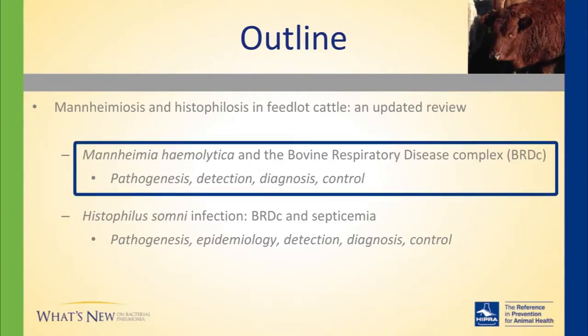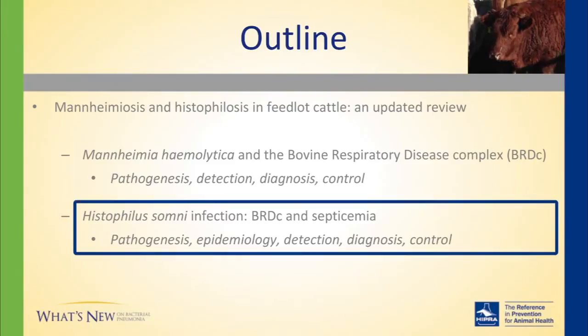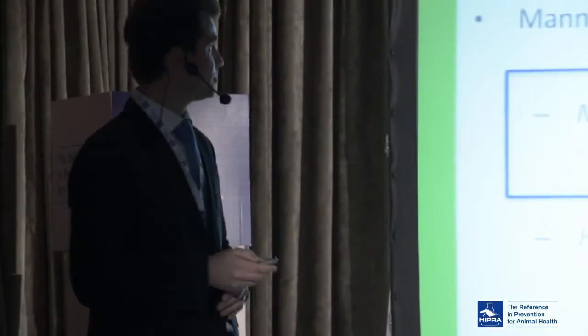In the first part, I will talk about Mannheimia hemolytica and its role in the bovine respiratory disease complex, also known as shipping fever. More specifically, I will talk about the pathogenesis, the detection, the diagnosis, and the control of bovine respiratory disease. Then, in the second part, I will talk about Histophilus somni infection and its role in the bovine respiratory disease complex, but also its septicemic form, which is highly prevalent actually in Western Canada. So let's move on to the first part.